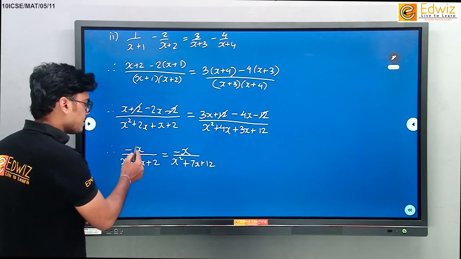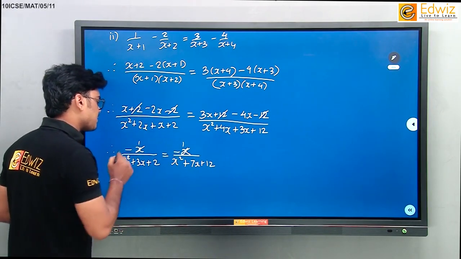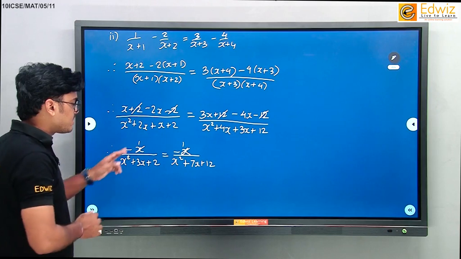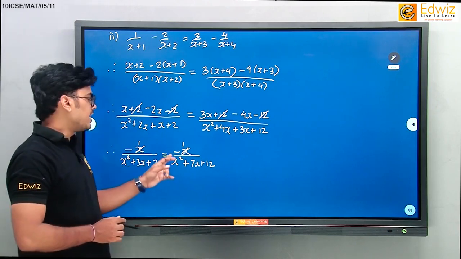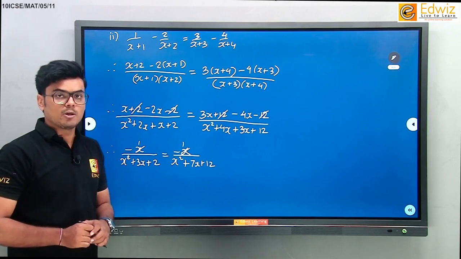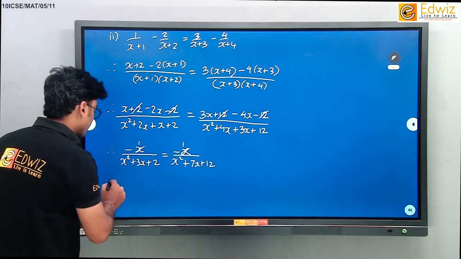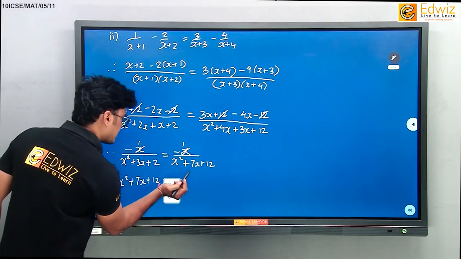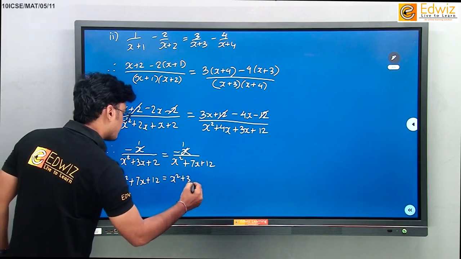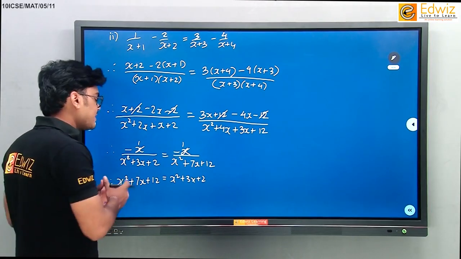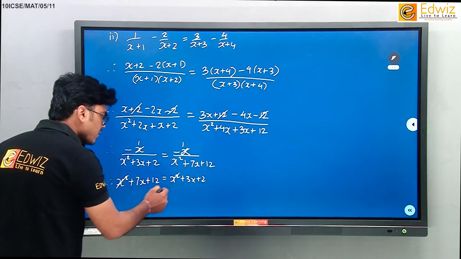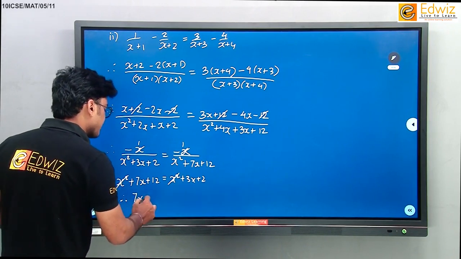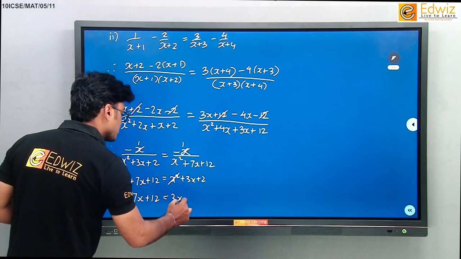Okay, here you can see on both sides in the numerator we can cancel this -x. Also you can cancel the minus sign along with that. So what we have here is 1 upon x square + 3x + 2 equals to 1 upon x square + 7x + 12. Just cross multiply, it will become x square + 7x + 12 equal to x square + 3x + 2. So in the next step here you can see that x square and x square on both sides is getting cancelled. Okay, what is left is a simple linear equation, 7x + 12 equals to 3x + 2.